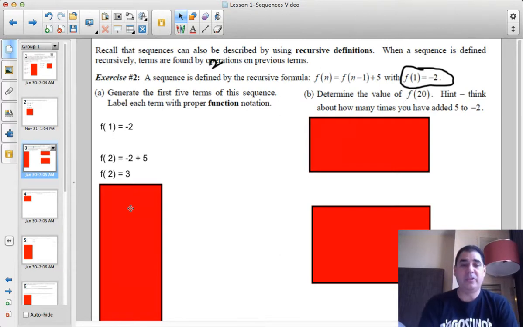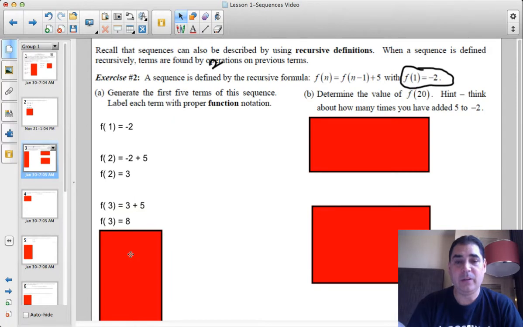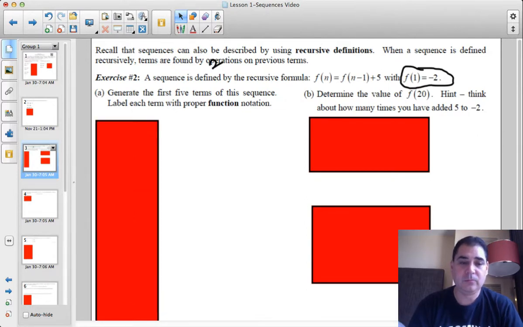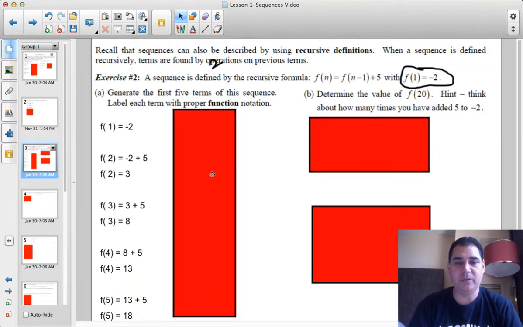Now if I want the third term, what do I do? Take the second term, add 5 to it. Gives you 8. If I want the fourth term, take the third term, add 5 to it, and get 13. If I want the fifth term, take the fourth term, which is 13, add 5 to it, gives you 18. So those are the first 5 terms of the sequence.